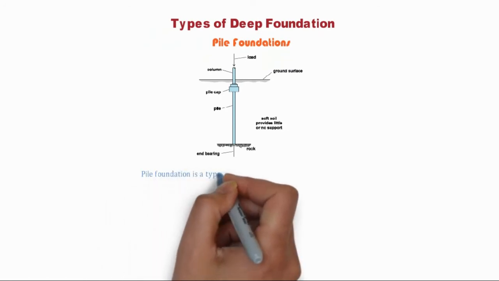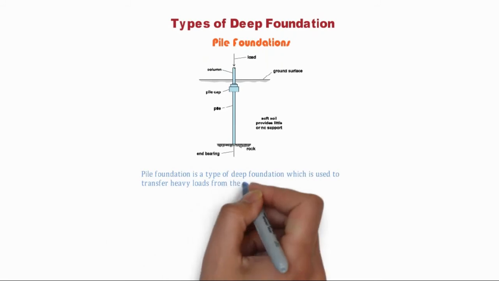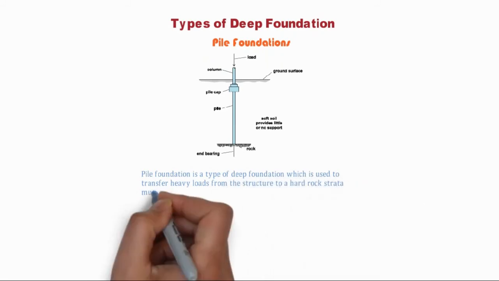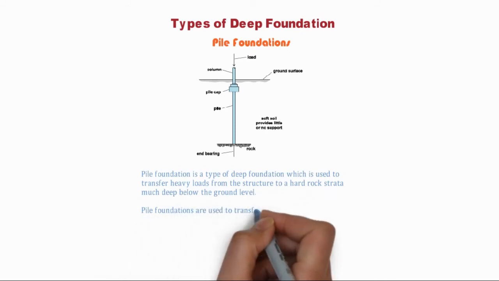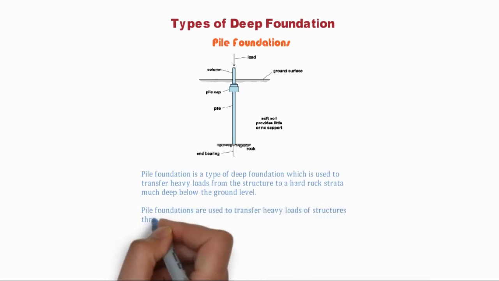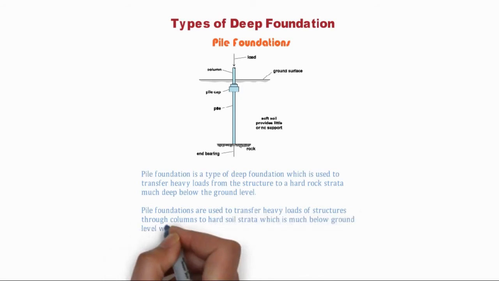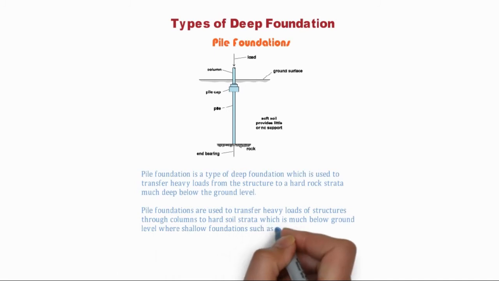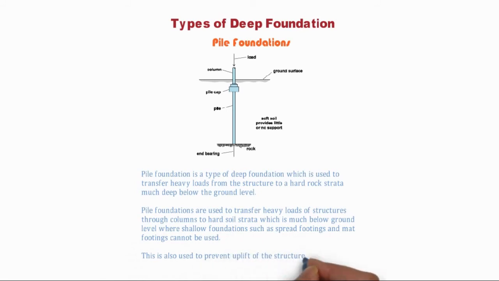Pile foundation is a type of deep foundation, which is used to transfer heavy loads from the structure to a hard rock strata, much deep below the ground level. Pile foundations are used to transfer heavy loads of structures through columns to hard soil strata, which is much below ground level, where shallow foundations, such as spread footings and mat footings, cannot be used. This is also used to prevent uplift of the structure due to lateral loads, such as earthquake and wind forces.